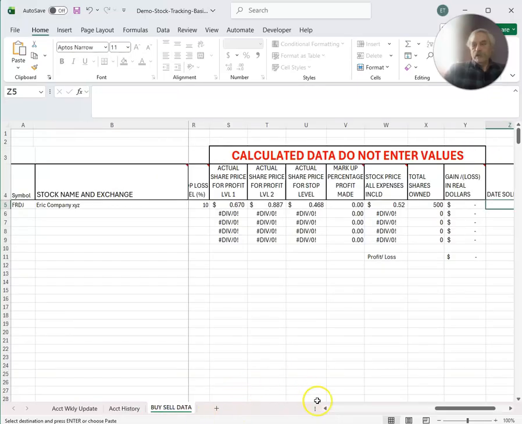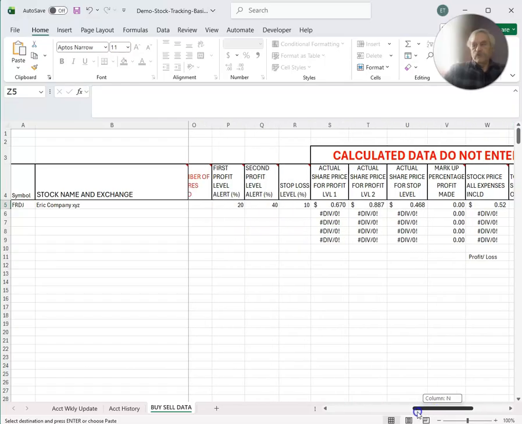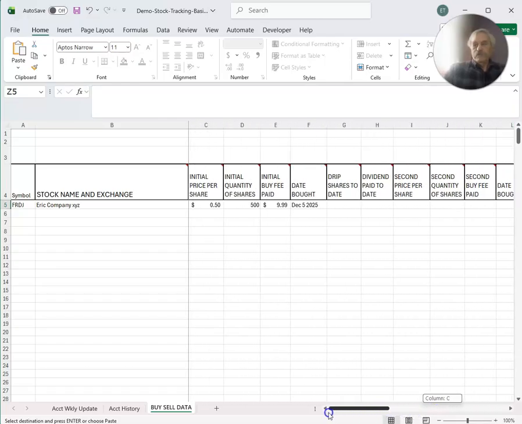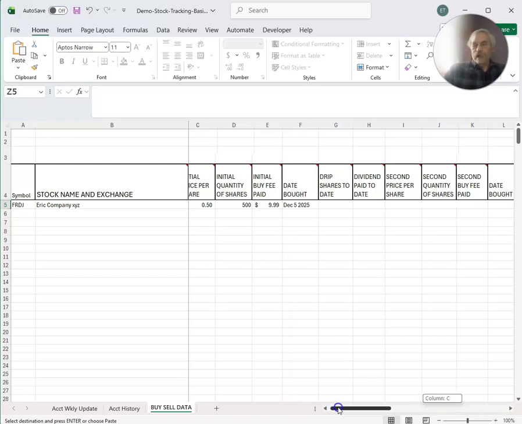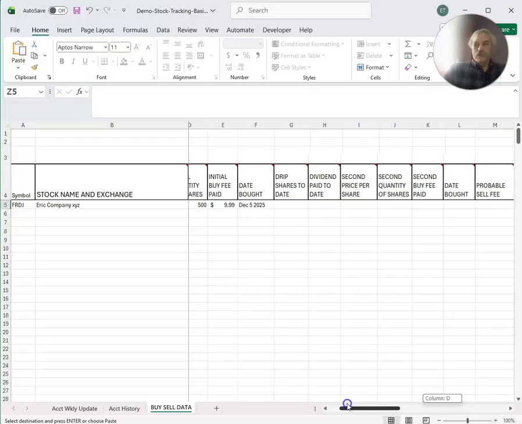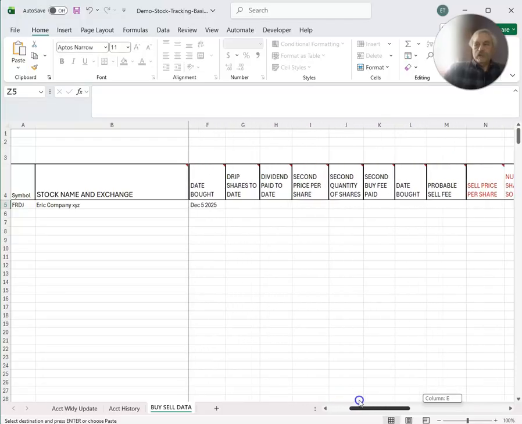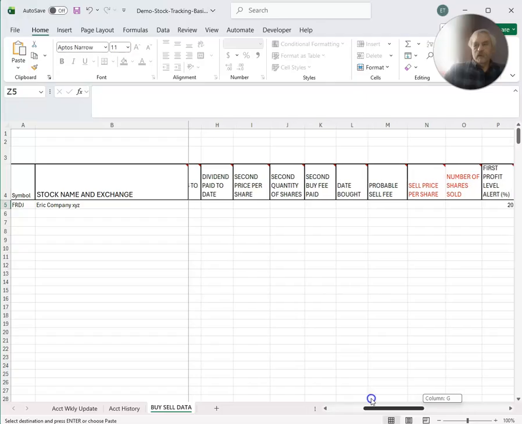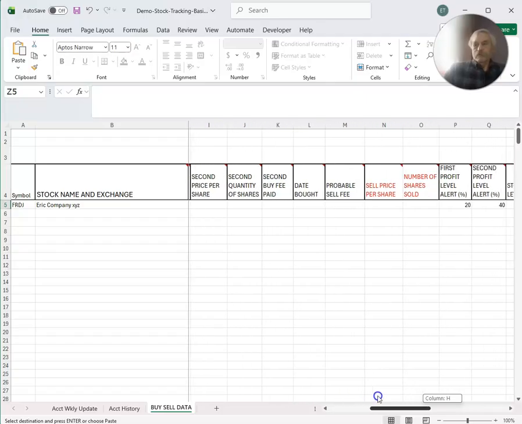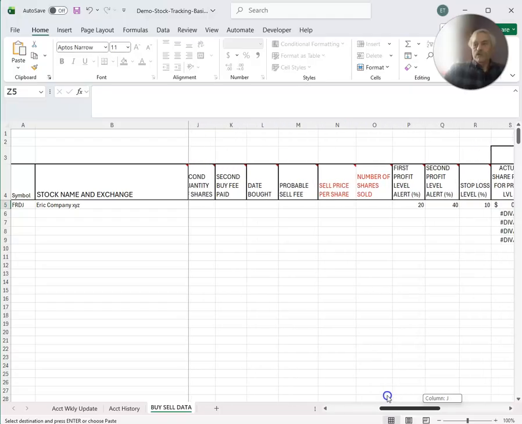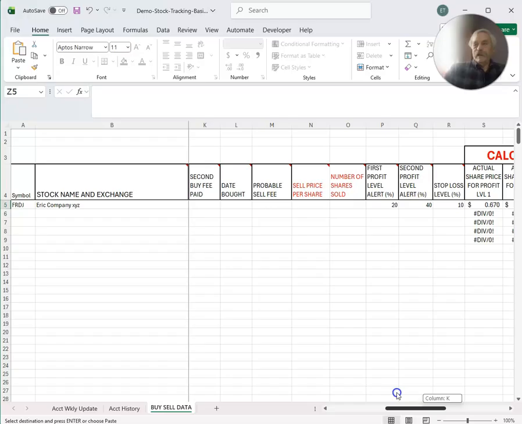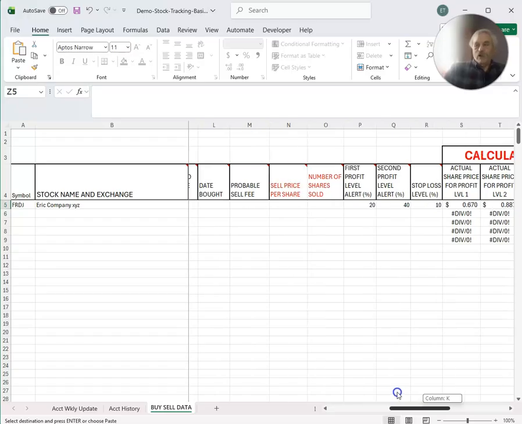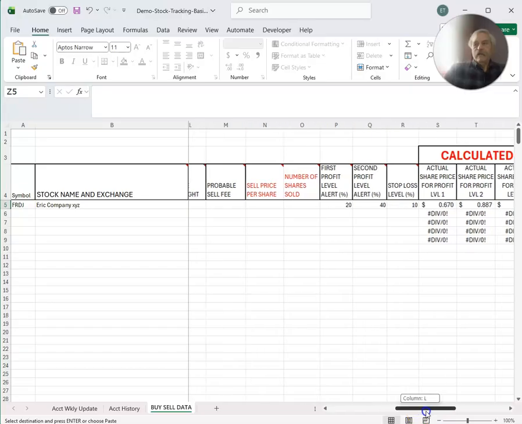So we go back to our buy and sell. This is where we enter all of our data. Okay? Symbol, company name, how much we paid, how many we've got, what our commission was, the date we bought it. We have space to put in extra drip shares and extra dividends. Then we can put in a second, if we buy more, we can put in how many and how much, what the fee was, when we bought it, and we're putting in our probable sell fee because, again, these are all expenses that we want to get back.